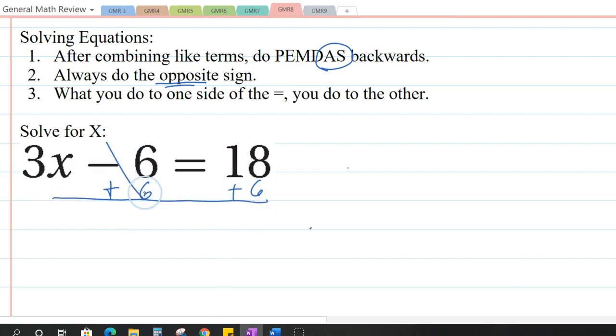This is your miniature check. Always make sure that number cancels out. If it doesn't, it means you have the wrong sign or the wrong number. That leaves me with 3x equals 18 plus 6 is 24.